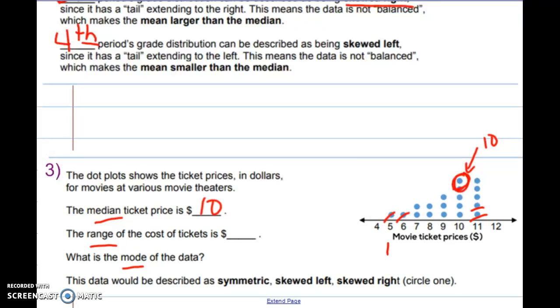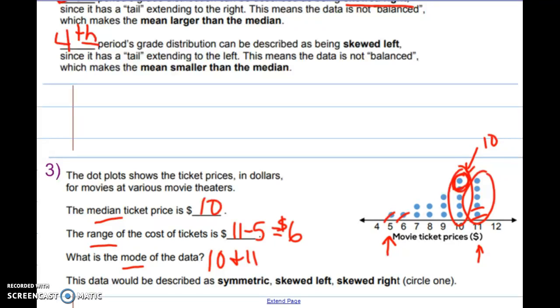The range is going to be the difference between 5 and 11, not 4 and 12, because there are no data points for 4 and 12. Those are just on the number line. So when you subtract 11 minus 5, you get 6. So the range of the cost of tickets was $6. The mode for this one, you actually have 2 modes, 10 and 11, because there are 5 dots above both of those, and no other number has that many dots above it.